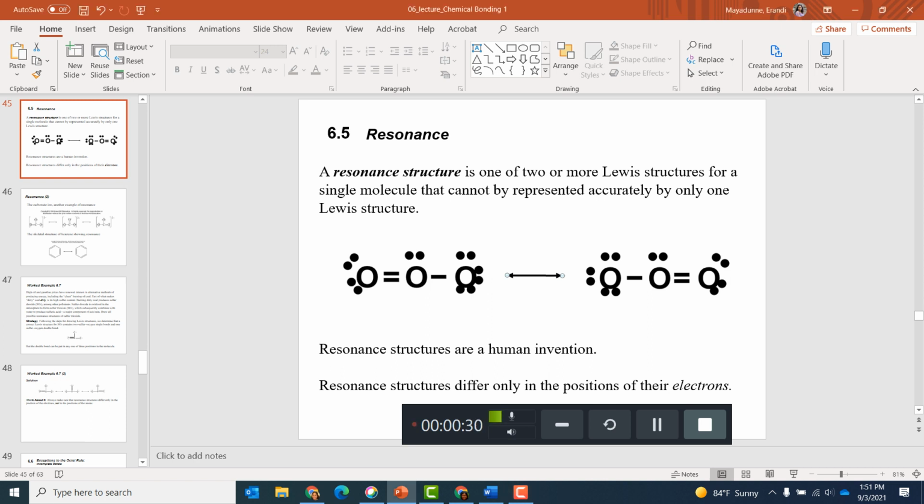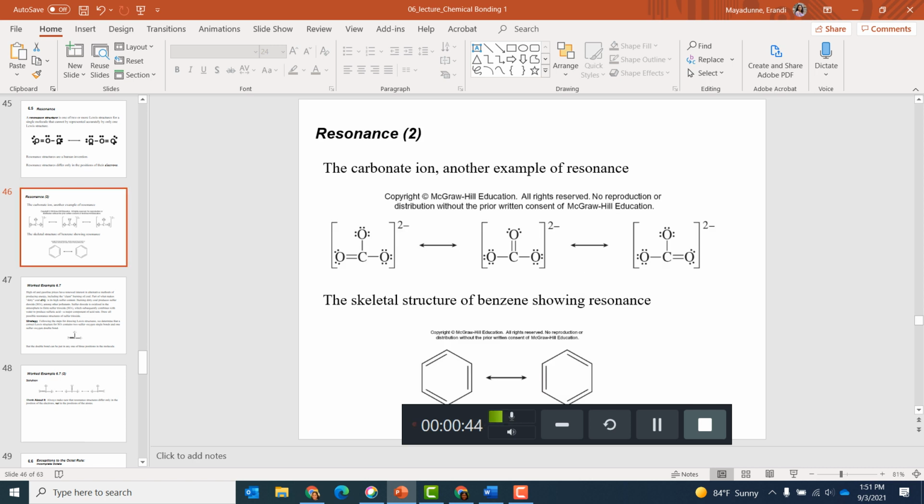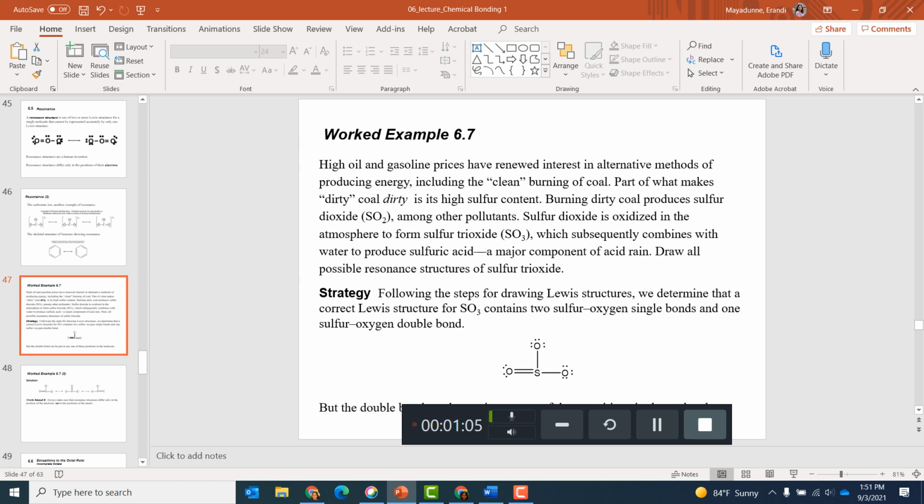So you can see this ozone, this double bond is here, and then this is the same compound, but they differ in the position of the electron, other than that, there's no difference. And if you think about the carbonate, it has one carbon and three oxygens, and the double bond can be on this oxygen, it doesn't matter because it doesn't change the formal charge of the compound. So the double bond can be here, or on this oxygen, or on this one. Same with the benzene.